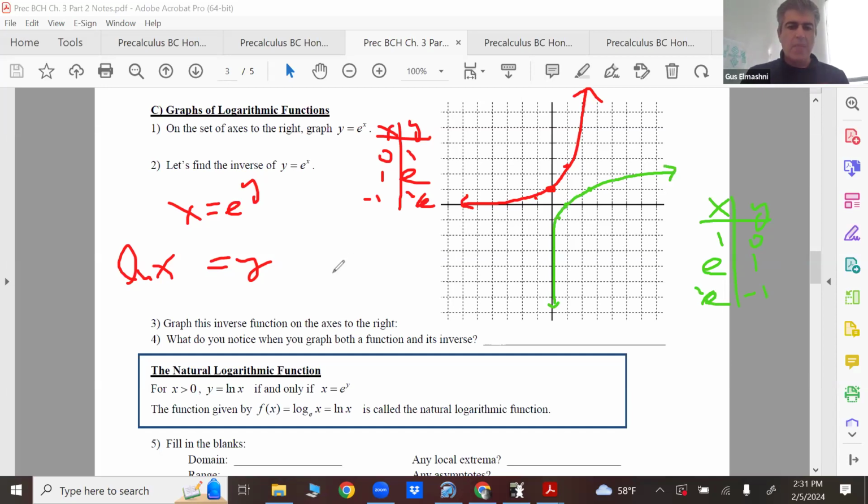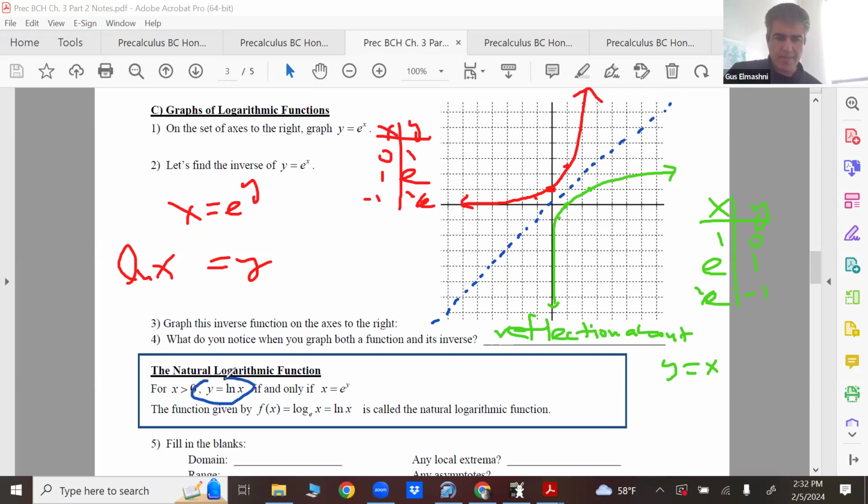There we go. And remember, they're always going to be reflective about y equals x. Very, very important. And so that's the natural log of x. We see that. It's log base e of x, or ln x. Very simple stuff. Any questions on that so far? No? So I'll review, hopefully. Okay, good. That's good.